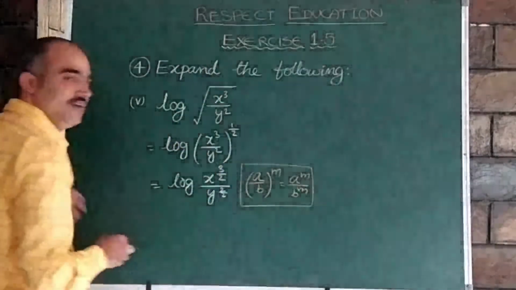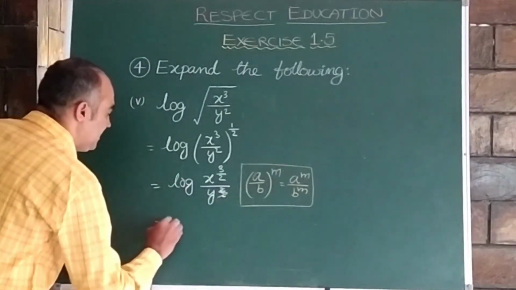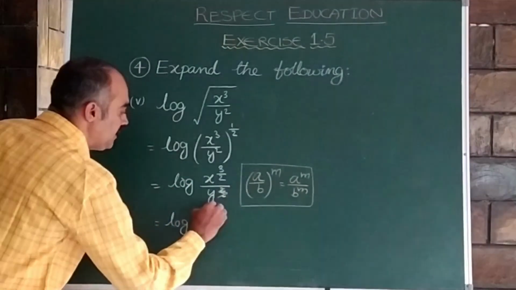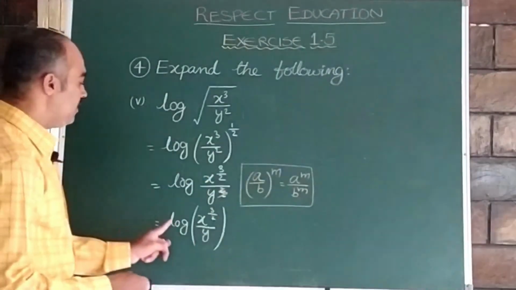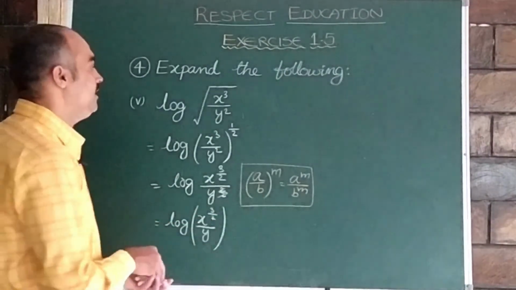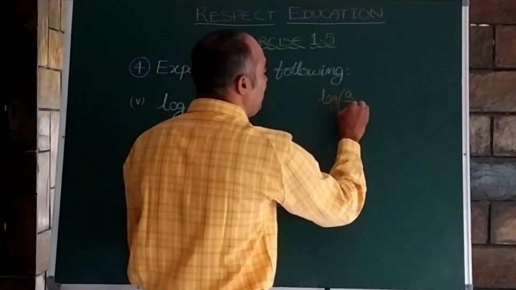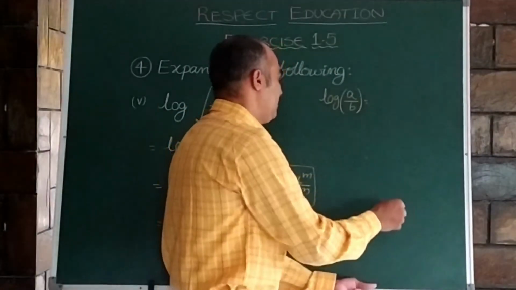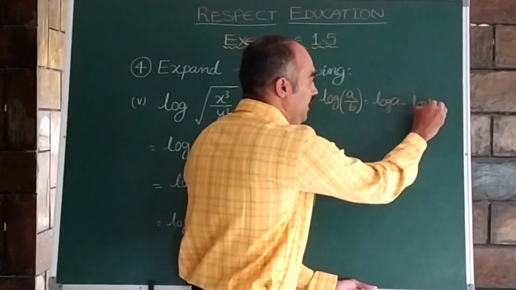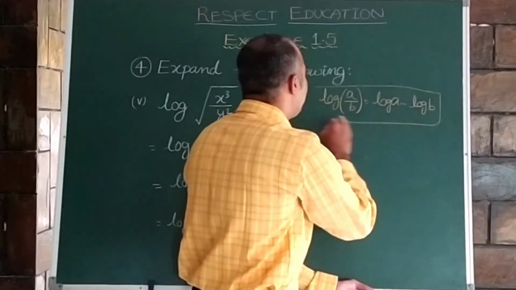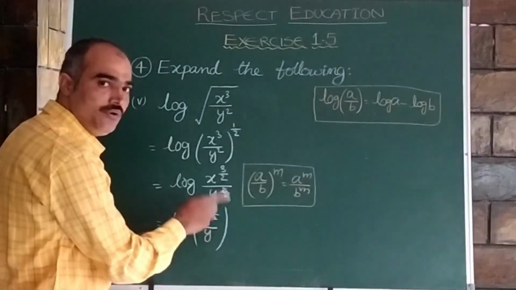By using this formula we got this step. Now here let us cancel 2 and 2. Now here it is log x power 3 by 2 by y. So for the further problem we can take it as log a by b. As you know, what is the log a by b formula? Log a by b can be written as log a minus log b. So by applying this formula we can write this step as log x power 3 by 2 minus log y.